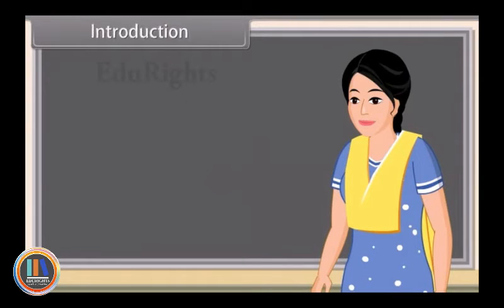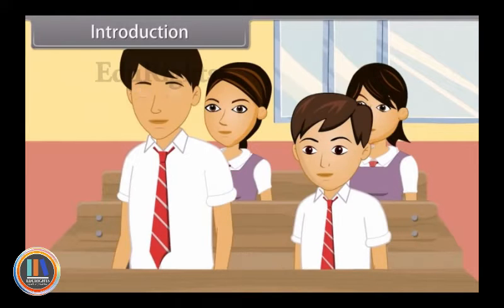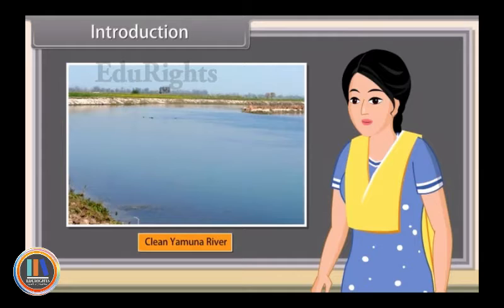Introduction. Have you ever been to the bank of River Yamuna in Delhi? Yes, ma'am. I have been there once. But, ma'am, there is a very unpleasant smell in the river and it is extremely dirty. Yes, Gaurav, you are absolutely correct. Yamuna River is now one of the most polluted rivers of India. But it was clean before. Have a look. And now our activities have made it polluted and it appears dirty.